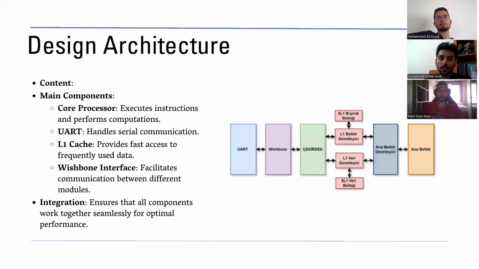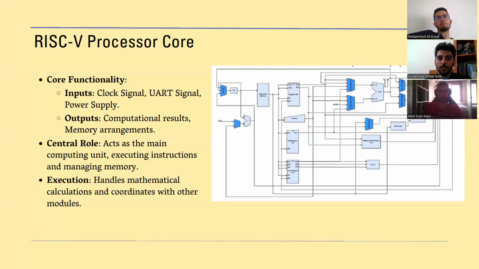In design architecture, we have 3 main parts. The first is the UART for communication, then the L1 cache and its controller, and the core. The core is the main processing unit. It has a circuit as in the figure. We started the development from the Harris and Harris digital design book, and we added the new units and the connections for new instruction sets.